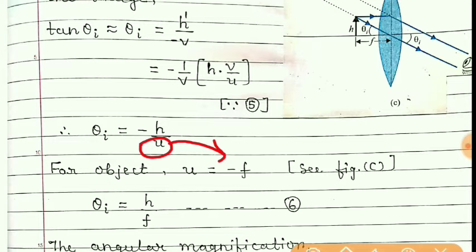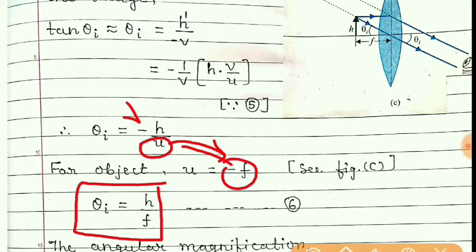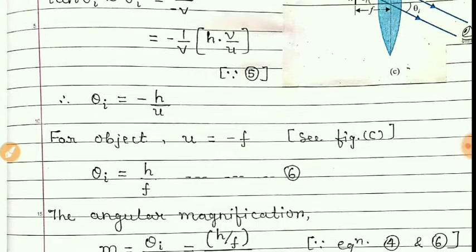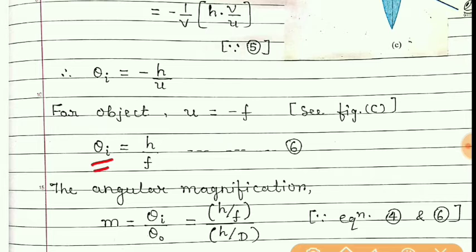So in that case, if we put this value in place of u, what will we get? Theta I is equal to h by f. This minus and this minus will cancel out, that is minus into minus will become plus. So we obtain theta I is equal to h by f. Let us give this equation number 6.